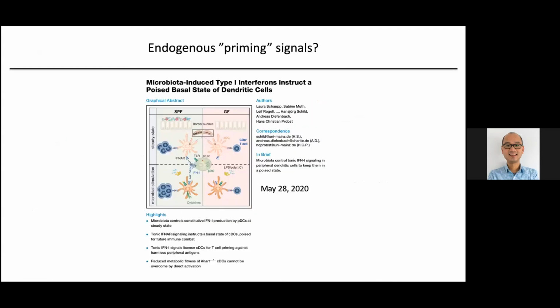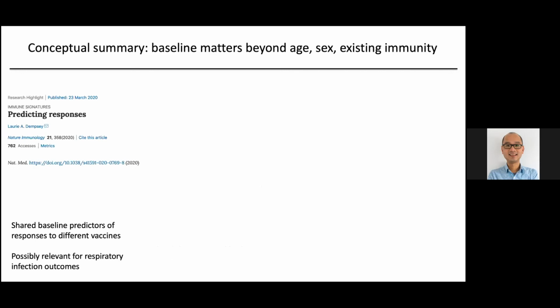And another intriguing thing is there's another paper that came out. There might be some endogenous priming signal in the system. So for example, this recent paper in mice, they show that the microbiome can actually maintain a more elevated PDC state, basically. So perhaps something in our gut is persistently setting our system at a certain level. So that's one potential intriguing answer.